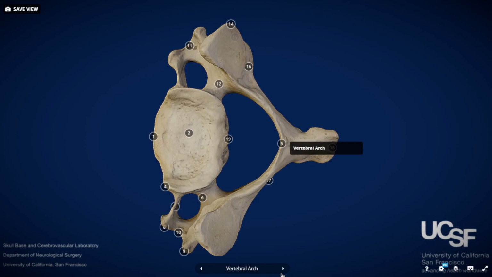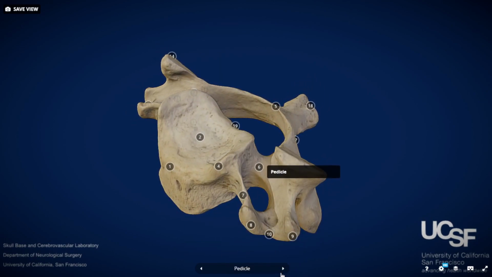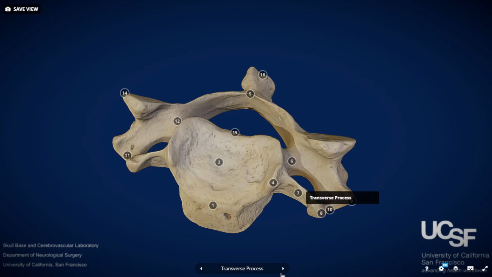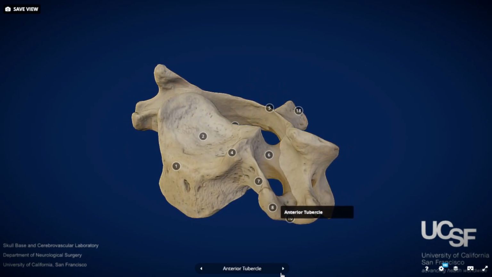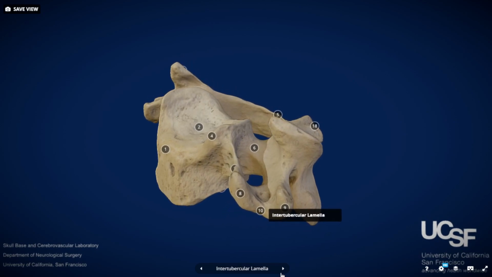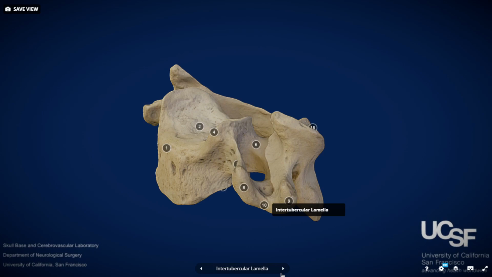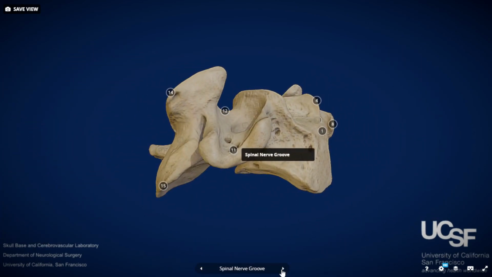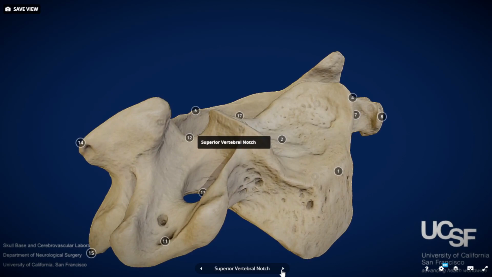Posteriorly, we have the vertebral arch, which is connected to the vertebral body by the pedicles, and anterior to the pedicle we have the transverse process that has an anterior tubercle and posterior tubercle. In between these tubercles we see the connection happening by an intertubercular lamella. Just posterior to the intertubercular lamella we see a groove, which is the spinal groove. It is a place on which a spinal nerve is going to be resting.